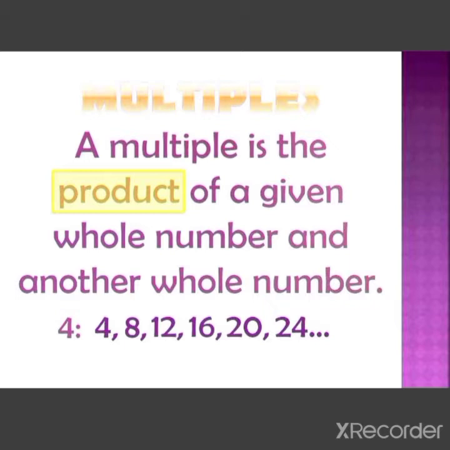Let us revise. A multiple is the product. What is a multiple? It is the product of a given whole number and another whole number. Like 2 multiplied by 1 is equal to 2. 2 multiplied by 2 is equal to 4. If we see the multiples of 4, they are 4, 8, 12, 16, 20, 24. These all are the products of a given whole number.